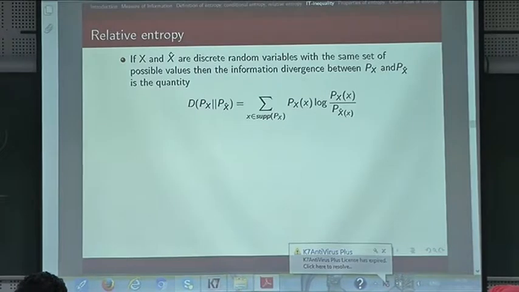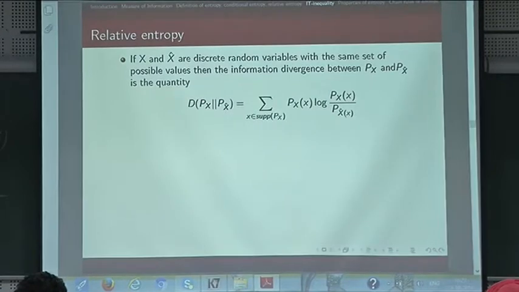Okay. Now, there is something called information divergence. Don't bother too much about the size of the word information divergence. It is not a complicated concept. It is basically also known as relative entropy.